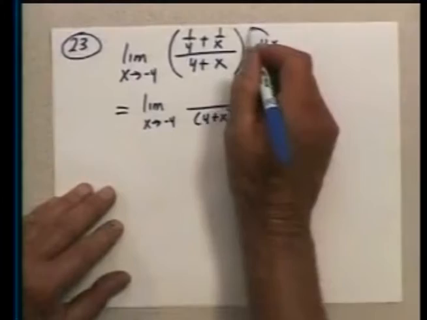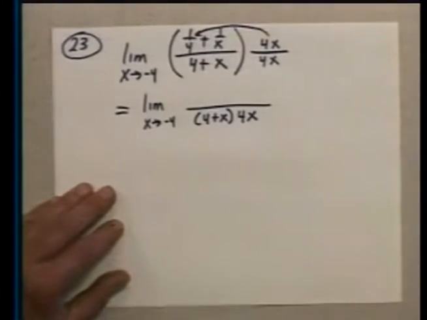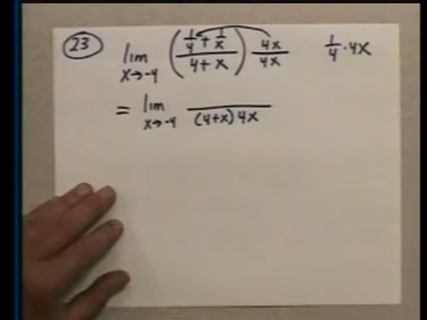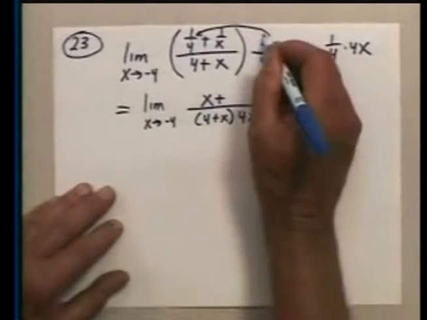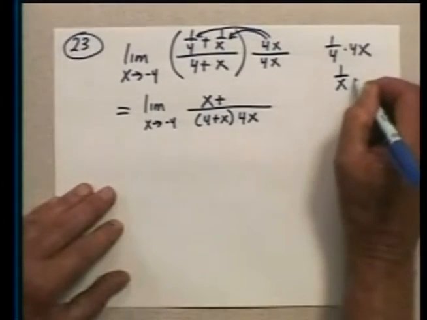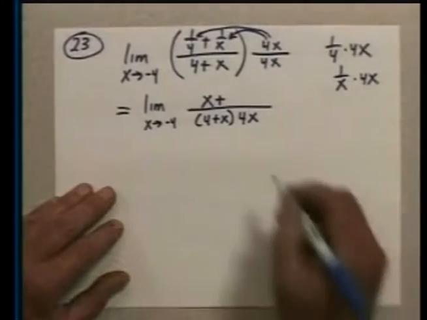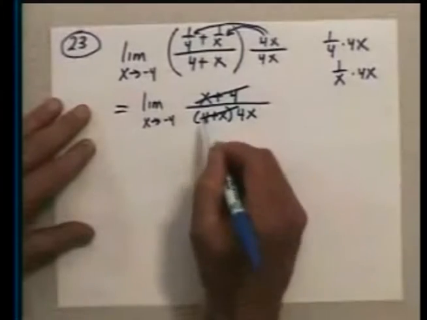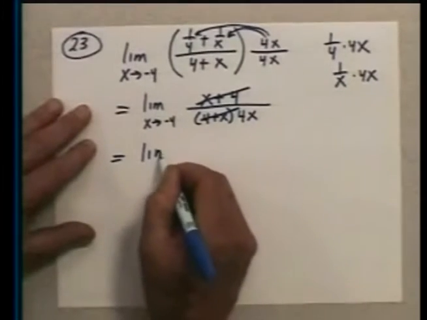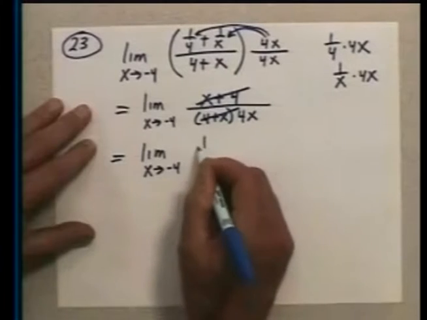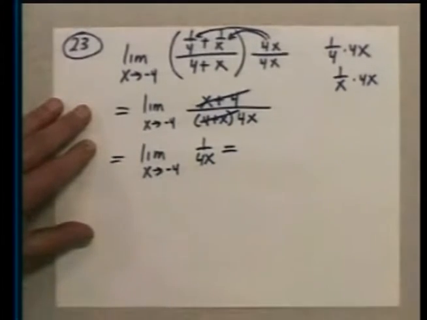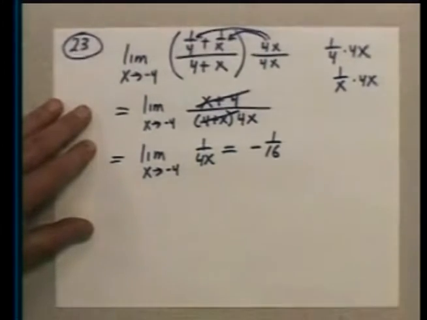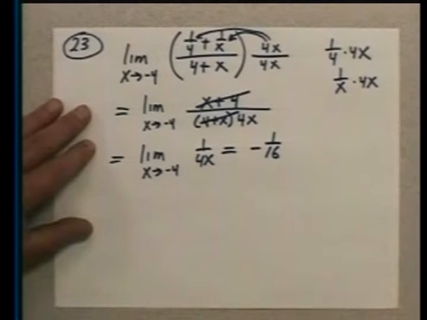Okay, what happens when you distribute? What's 1/4 times 4x? Scratch paper. What is that? X. What's 1 over x times 4x? Is that good news? Very good news. So I end up just having to do the limit as x approaches -4 of 1 over 4x. Direct substitution will finish it now. It's roughly -1/16. And this time I hope that's even what Bob got.